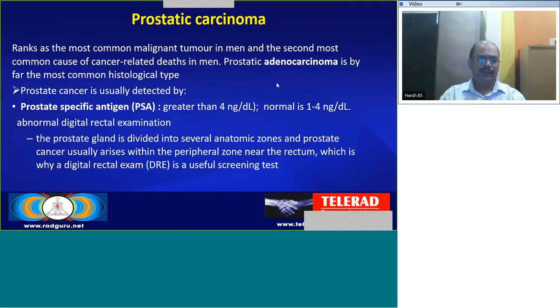Then next we come to the prostatic carcinoma, which ranks as the most common malignant tumor in men and the second most common cause of cancer-related deaths. The prostatic adenocarcinoma is by far the most common histological type. Cancer is usually detected by an elevated prostate-specific antigen greater than 4 nanograms per milliliter. The normal is considered to be between 1 to 4 nanograms per milliliter, and an abnormal digital rectal examination.